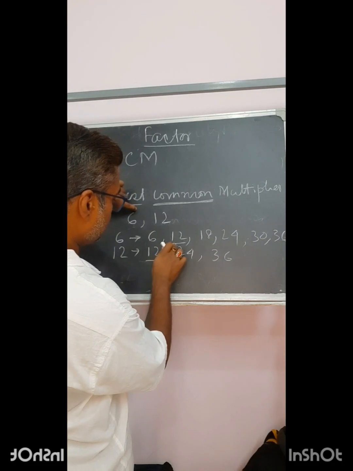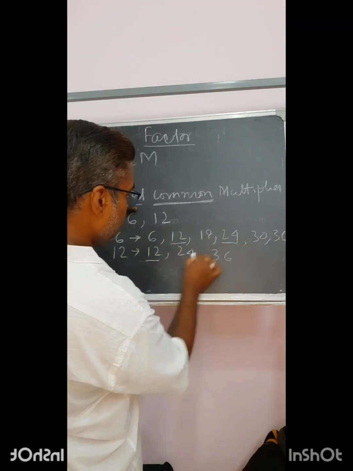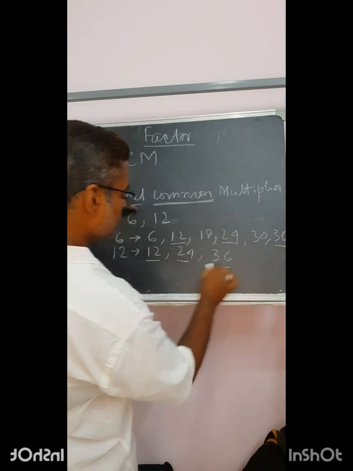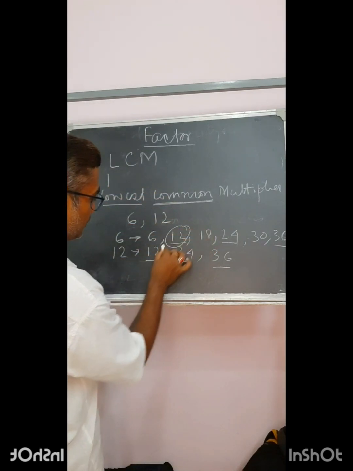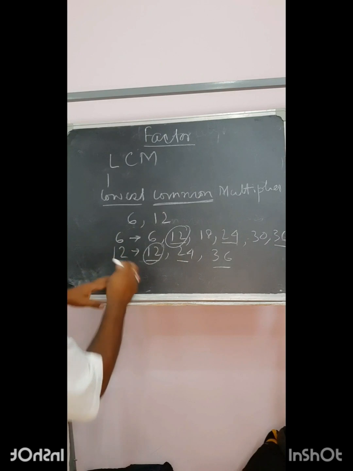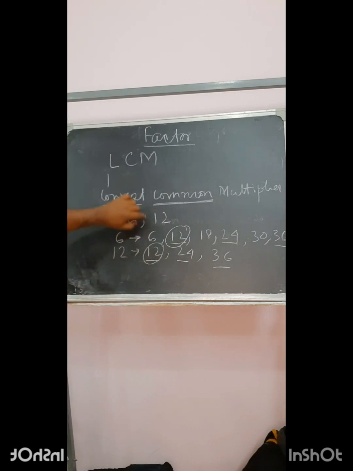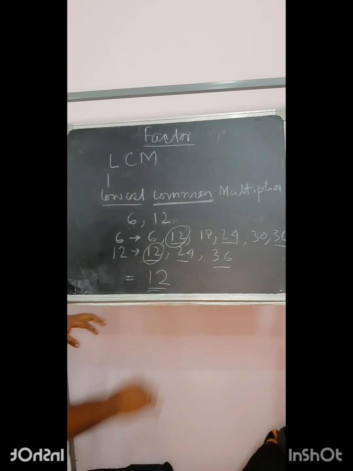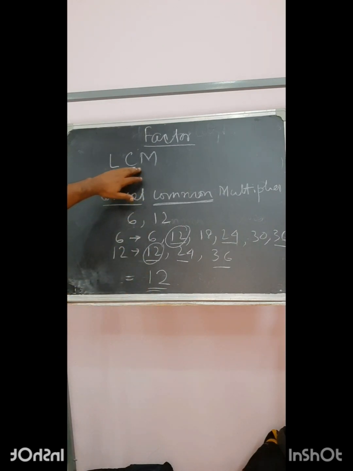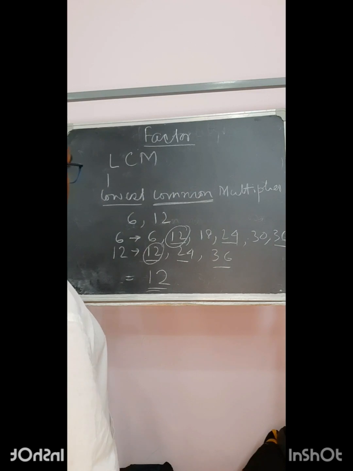So where 12 is matching, then after that 24 is matching, then 36 also matching, but I need to choose the lowest one, because 12 is the lowest, and below that I am not getting any common number which will be a perfect multiple of both these numbers. So for this case, my answer would be 12. This is the meaning of lowest common multiple for any number. Okay, so I think you have understood the thing.